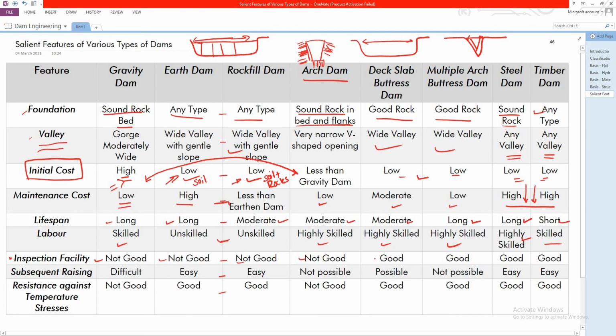In case of deck type buttress dam or multiple arch type buttress dam, it is good. Means there are several inspection points you can set after the construction of the dam where physical or let's say manual inspection is possible. Same goes with steel and timber dam.